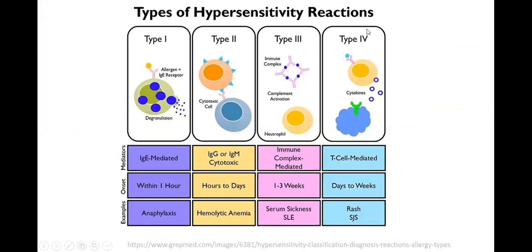So you typically look at the kind of mediators and the onset of the response, and examples, so in a given scenario you can distinguish them. Type 1, IgE, within 1 hour or minutes, anaphylaxis. Type 2, IgG and IgM, cytotoxicity, hours to days. Type 3, complex mediated, response with neutrophils, we will see that, and then 1 to 3 weeks here. But type 4, days to weeks, T cell mediated. Okay, we will look into the mechanism.